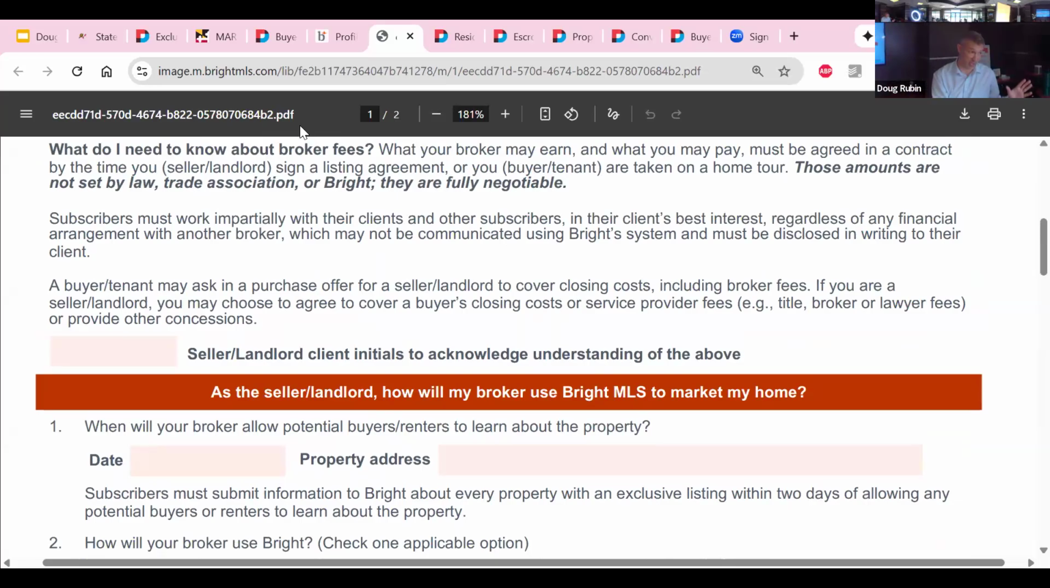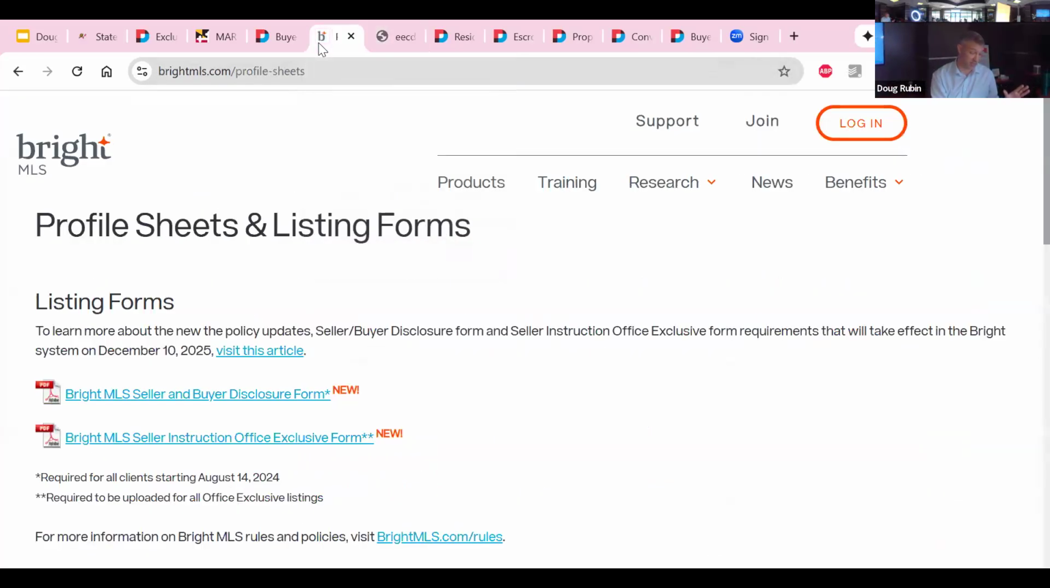If you don't have access to it in your personal brokerage libraries, Google Bright disclosure forms, this first thing right here. Seller and buyer disclosure forms.